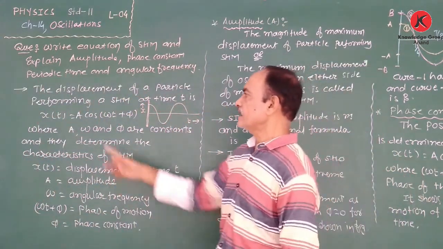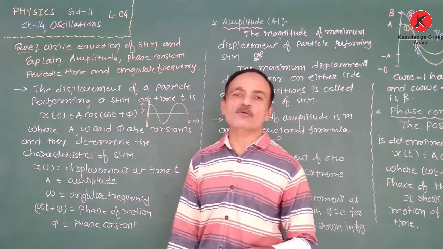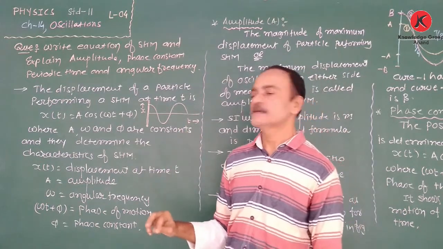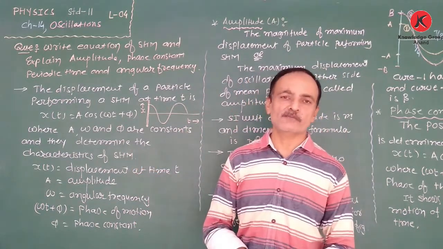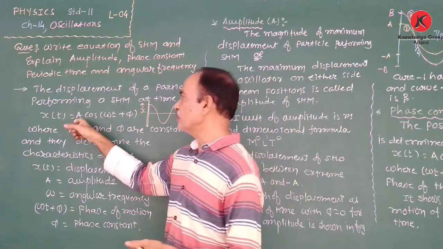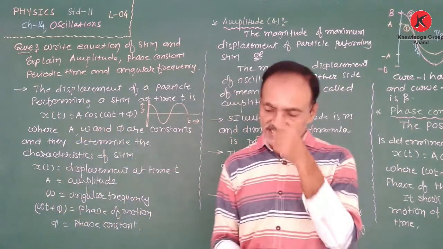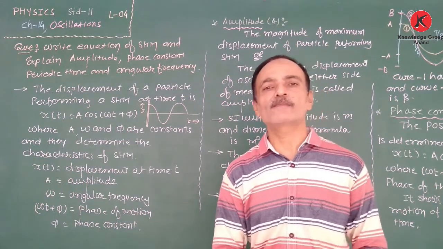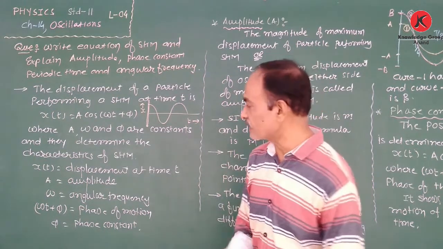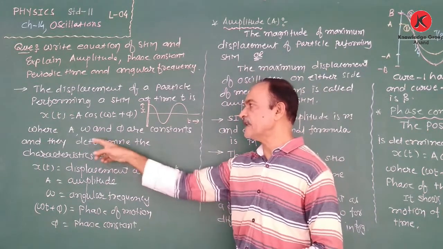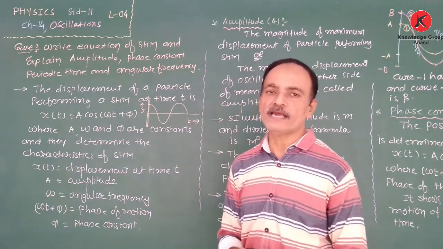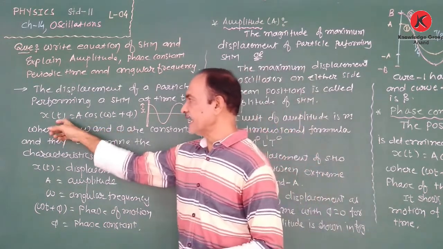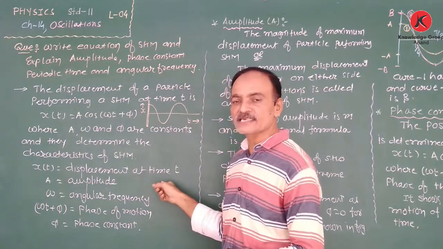Here A, omega and phi are the constants of simple harmonic motion, and they determine the characteristics of simple harmonic motion. That means by knowing the values of A, omega and phi, we can say how the particle performs the simple harmonic motion. Now, here the terminology is that x(t) is the displacement at any instant of time t.